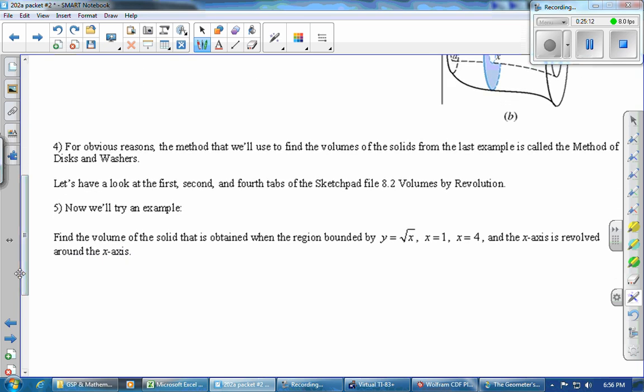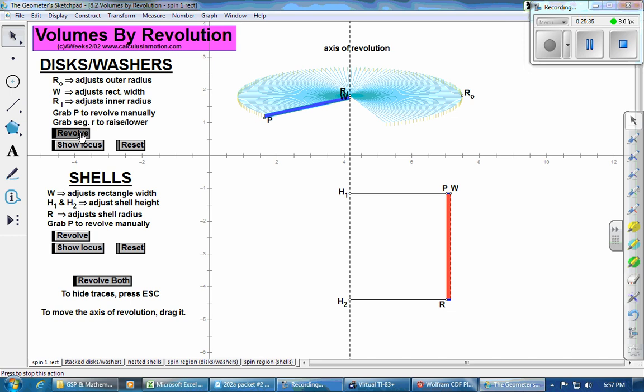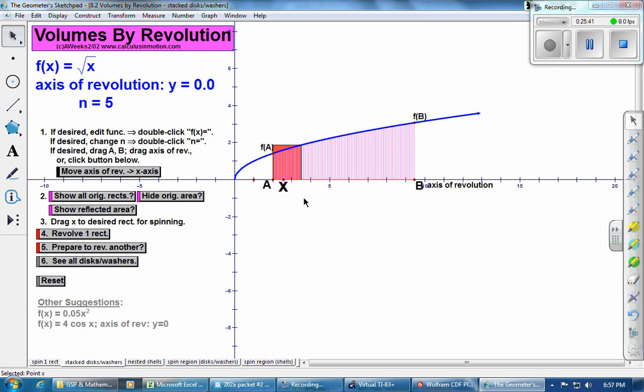All right, number 4. For obvious reasons, the method that we'll use to find the volumes of the solids from the last example is called the method of disks and washers. Let's take a quick look at some stuff on a Sketchpad file. Okay, so we're going to take a look at this slice right here. We're going to spin it around this axis of revolution, and it's going to trace out a disk. And that's going to be the heart of this method.